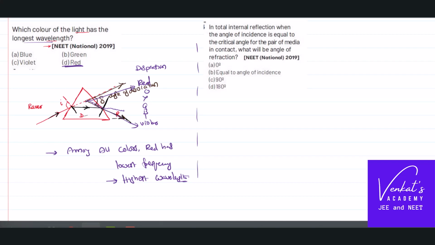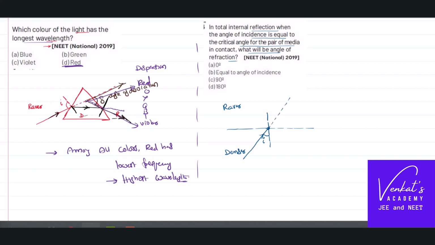Let's have a look at the second question. In total internal reflection, when the angle of incidence is equal to the critical angle for a pair of media in contact, what is the angle of refraction? First of all, total internal reflection or the critical angle happens when a light ray tries to move from a denser medium to a rarer medium. When a light ray goes like this, this is the point of incidence and this is the normal. This becomes the angle of incidence.